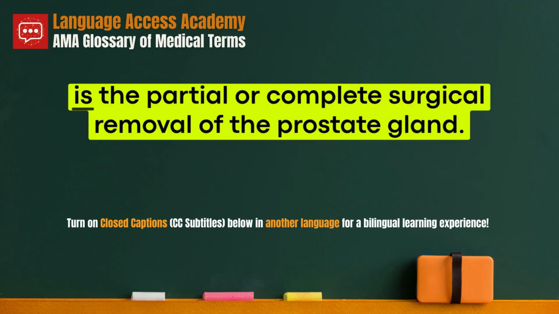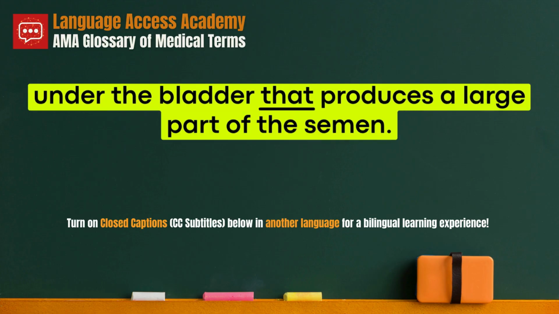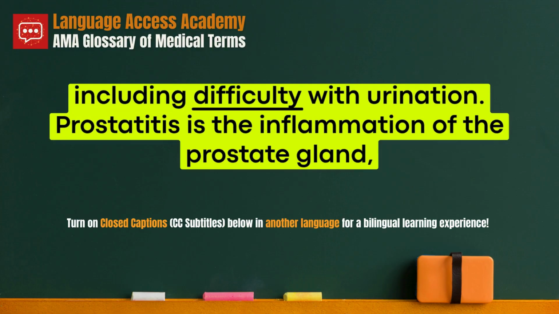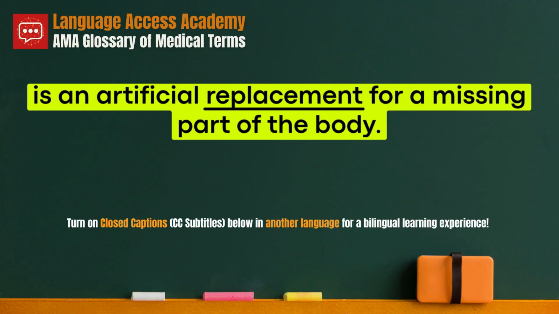A prostatectomy is the partial or complete surgical removal of the prostate gland. The prostate gland is an organ located under the bladder that produces a large part of the semen. Prostatism refers to symptoms caused by an enlarged prostate gland, including difficulty with urination. Prostatitis is the inflammation of the prostate gland, usually due to a bacterial infection spread from the urethra. A prosthesis is an artificial replacement for a missing part of the body.